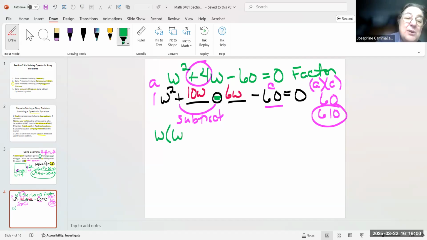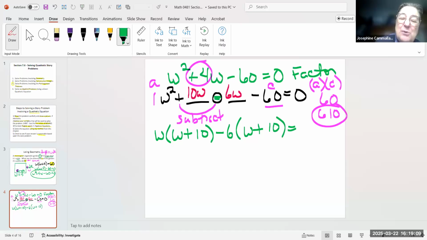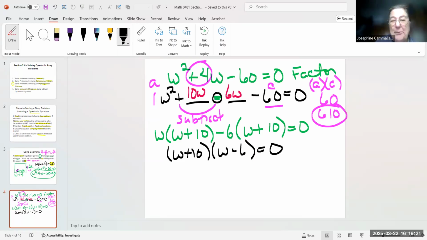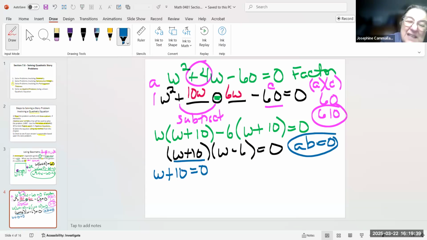Okay, factor. Take out a W. W plus 10 minus 6. W plus 10 is equal to 0. This is going to give me W plus 10, W minus 6 is equal to 0. Now, watch this. W plus 10, if I set it equal to 0, because remember, A times B has got to give me 0. This is my A term. This is my B term.